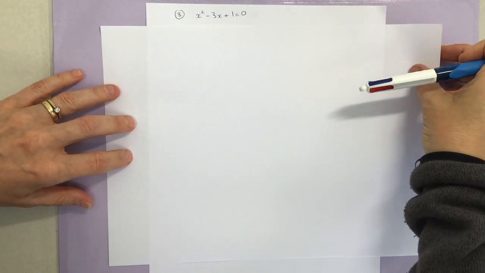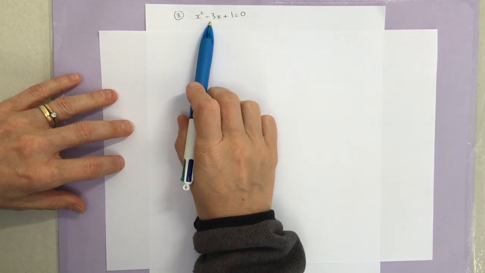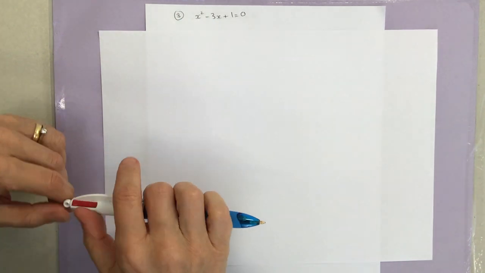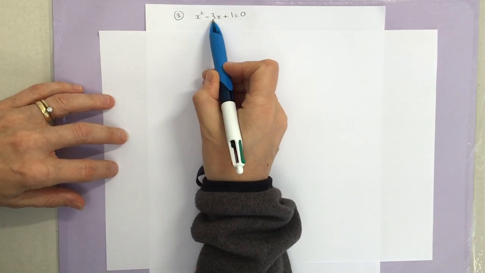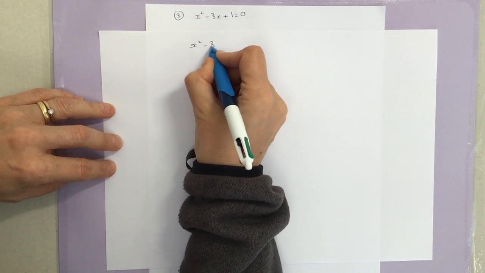So question 3, same idea, let's solve this. Slightly more difficult here, only because the number multiplying the x, the negative 3, doesn't divide by 2 easily. Or doesn't give us a whole number. It does divide by 2 easily, but doesn't give us a whole number. So let's just go through this one as an example in our notes.